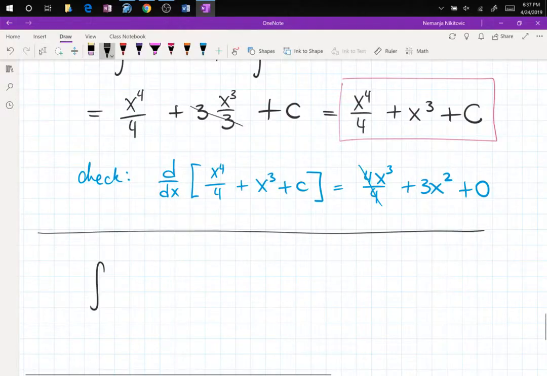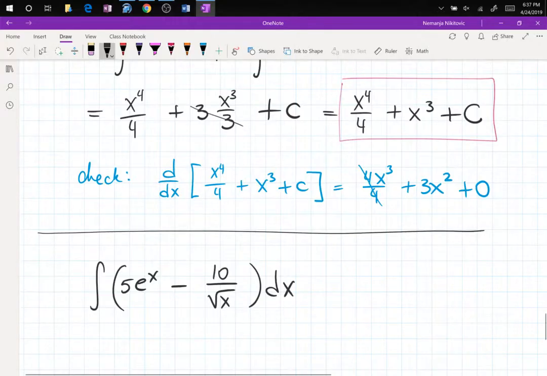So now, what is the integral of (5e to the x minus 10) over square root x dx? Note that I put a parenthesis around this.